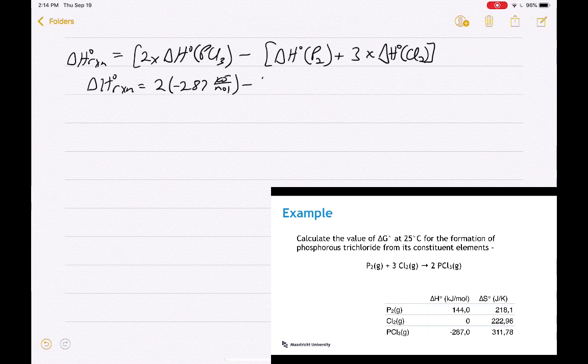minus 144.0 kilojoules per mole plus 3 times 0. Since Cl2 is in its elemental state, its enthalpy is 0. And so here we reach a delta H of reaction equaling negative 718 kilojoules per mole. So a very exothermic reaction there.